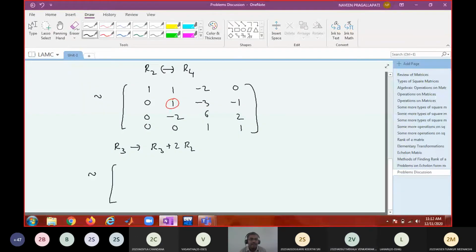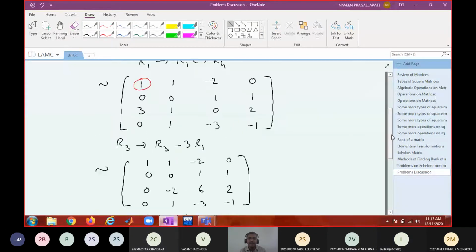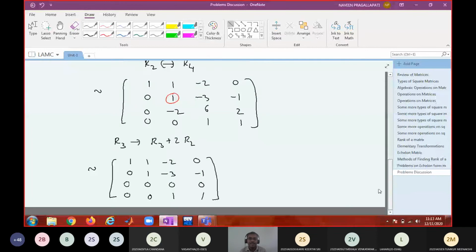So what is this? 1, 1, minus 2, 0. Next 0, 1, minus 3, minus 1. Then 0, minus 2 plus 2, zero; 0, 6 minus 6, zero; 0, 2 minus 2, zero. Next 0, 0, 1, 1. Okay. Now what is the next operation? Interchange, right? I'll make those things here.